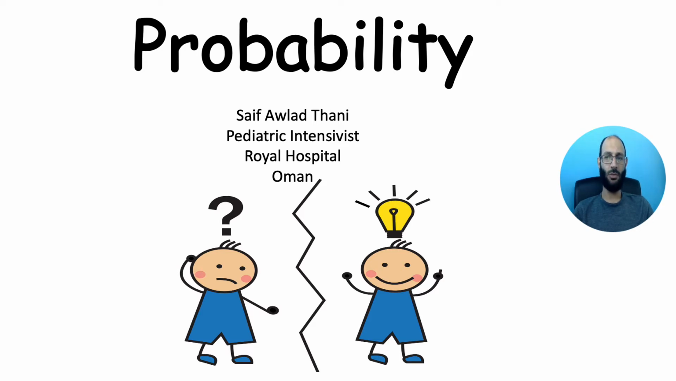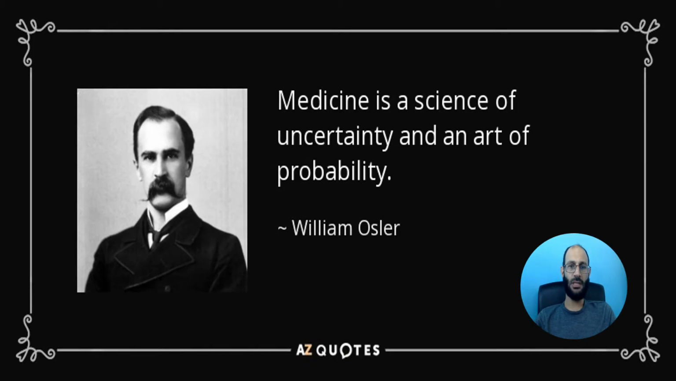Today I am going to talk about an extremely important topic in biostatistics that you practice unconsciously every day in your clinical work. It is about probability. You may ask, is it really important for me as a clinician to know and understand this topic? The answer is given by William Osler, who said, medicine is a science of uncertainty and an art of probability.